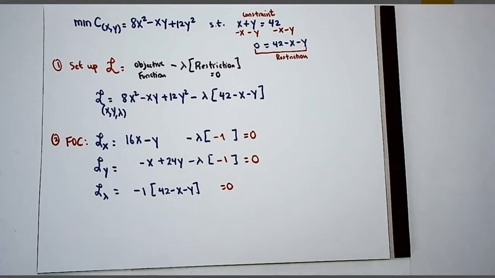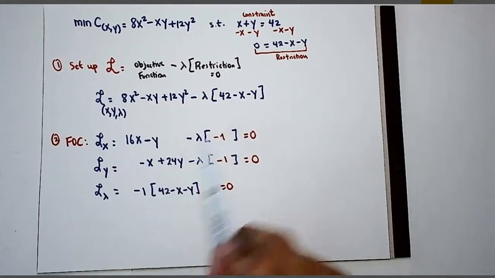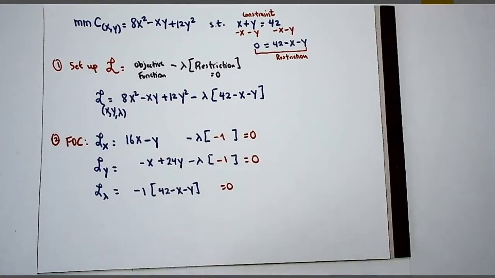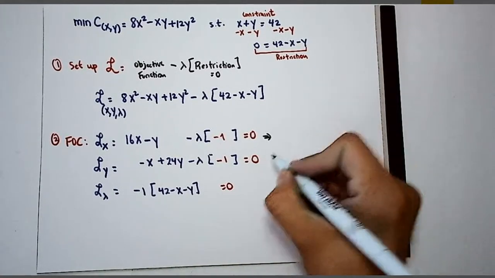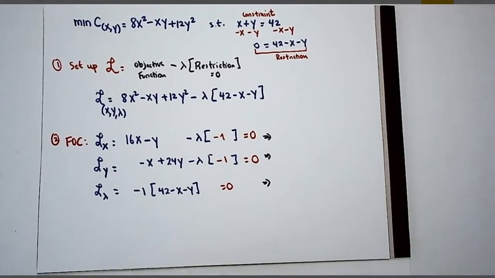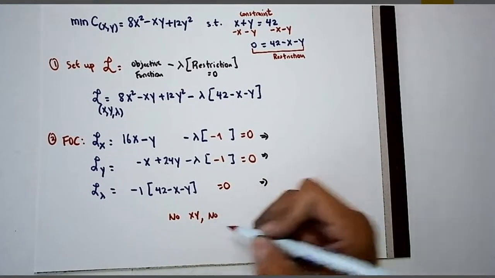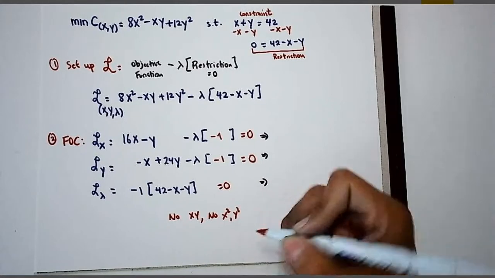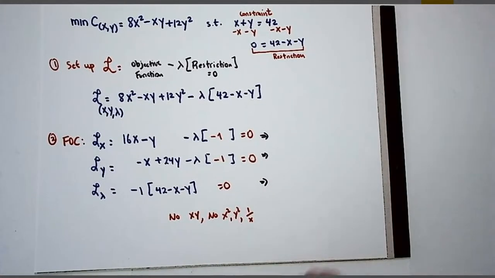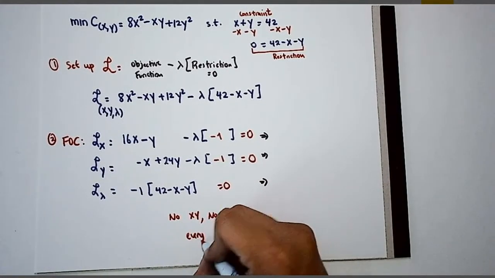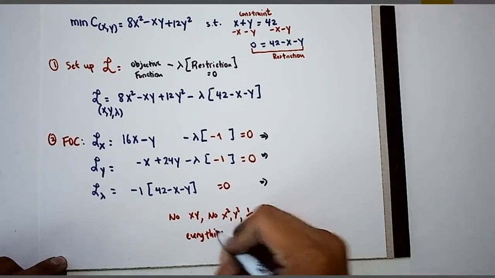Before we continue, notice something interesting. All these equations, when we simplify them, are linear and they do not combine with each other. For example, here we don't have any xy's. So there is no xy combinations. There is no x squared or y squared or 1 over x or anything. Everything is linear.